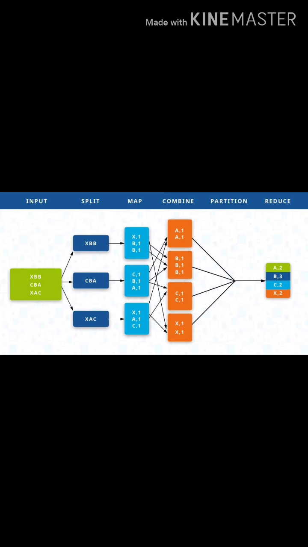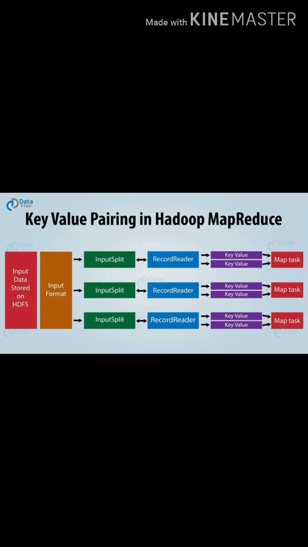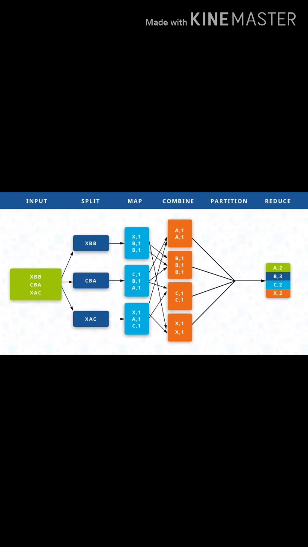For example, the job of the mapping phase is to count the number of occurrences of each word from input splits and then prepare the list in the form of word and frequency. That is a key and value pair.